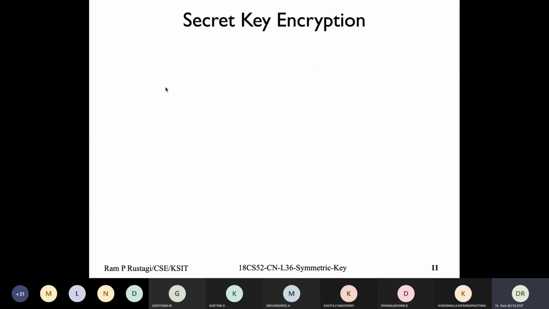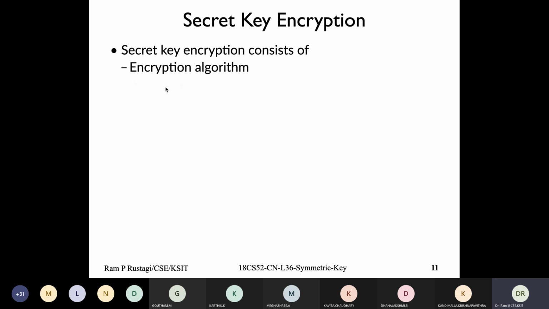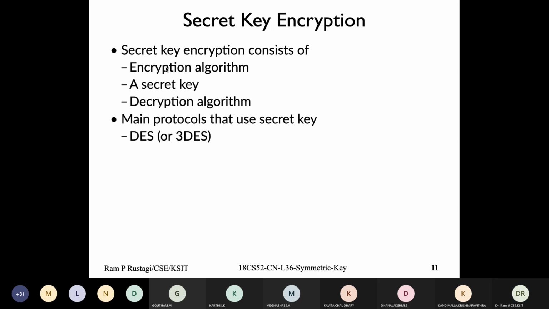So let us look today at the basic algorithms of symmetric key, also called secret key encryption. In secret key or symmetric key encryption, there are 3 components. One is the encryption algorithm, one is the secret key, and then to decrypt, the decryption algorithm. Typically, the decryption algorithm is the reverse of encryption. So whatever steps you follow in encryption, just follow these steps in the reverse order, and that becomes the decryption algorithm. The most common protocol, the first protocol started, was DES.